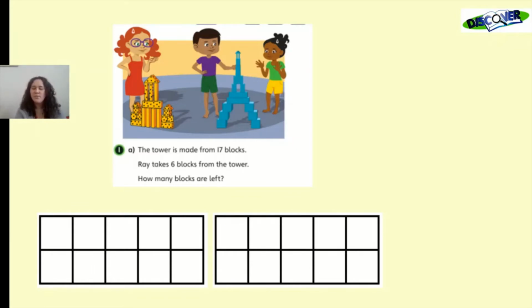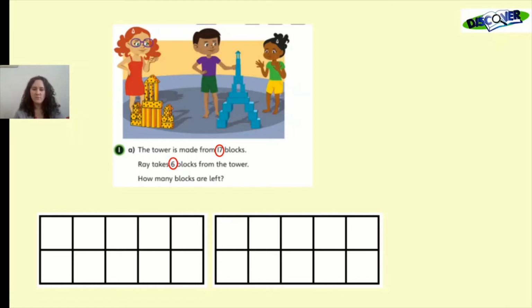Have you spotted them? Well done, let's see. Our important numbers here are 17, because the tower is made from 17 blocks, and the number 6, because Ray takes 6 blocks. So now we've got the important numbers we're going to be using, we need to think about what are we doing? Are we going to add or are we going to take away? Again, there's clues in our word problem that can help us with this. So let's see if we can underline the words that will help us to know what we need to do, if we need to add or if we need to take away.